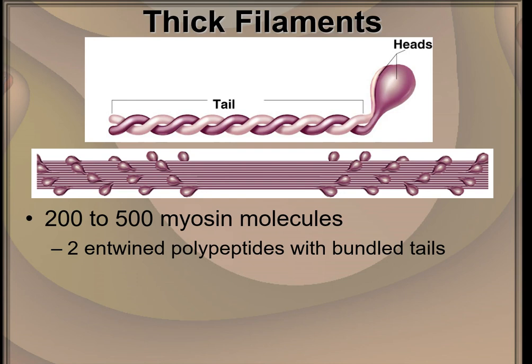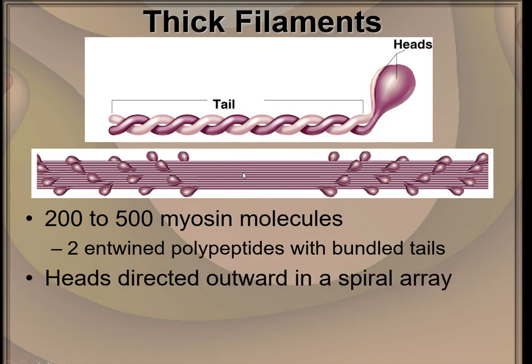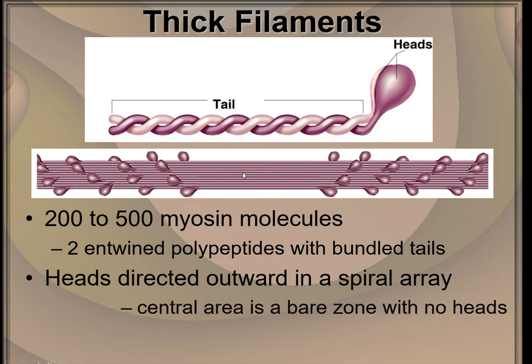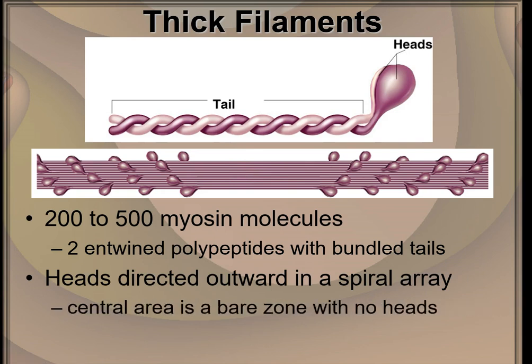These heads are said to be directed outwardly in what they refer to as a spiral array. It's kind of hard to see, but this wraps around in a spiral, like a screw shape, okay? The center portion doesn't have any heads. It just has the shafts running through here, all right? So heads directed outward in a spiral array. This portion in the center where there are no heads is called the bare zone.